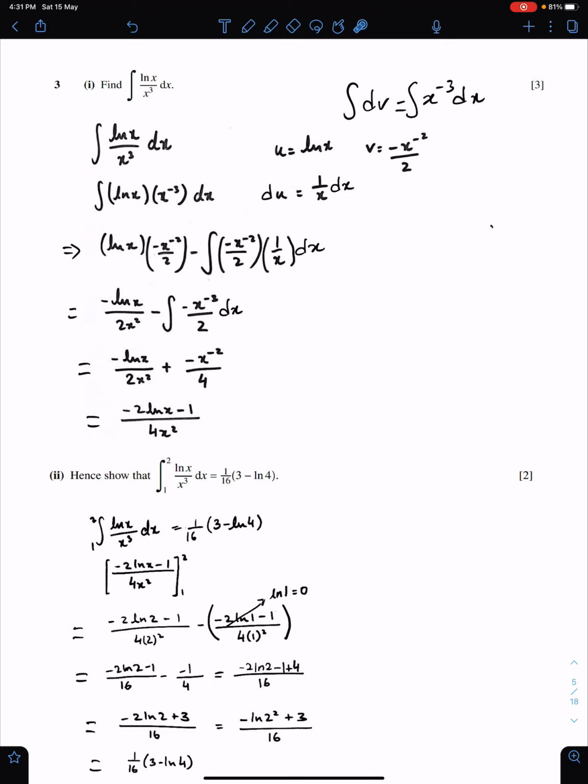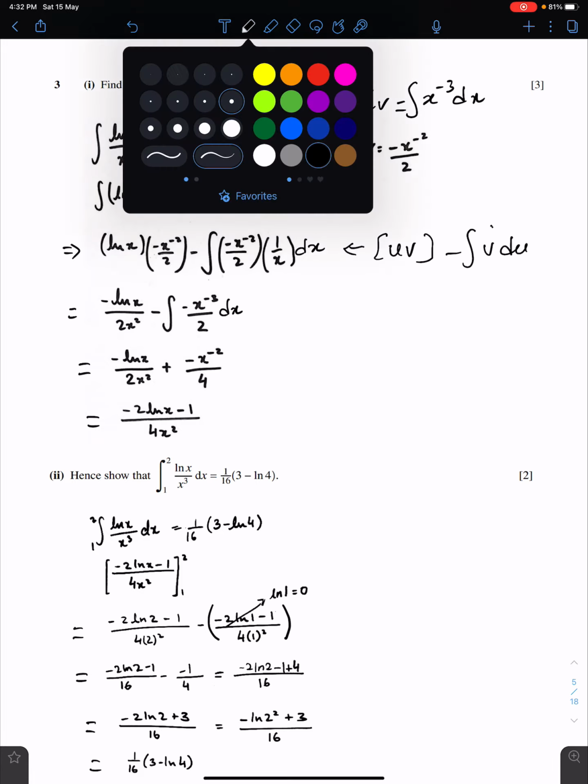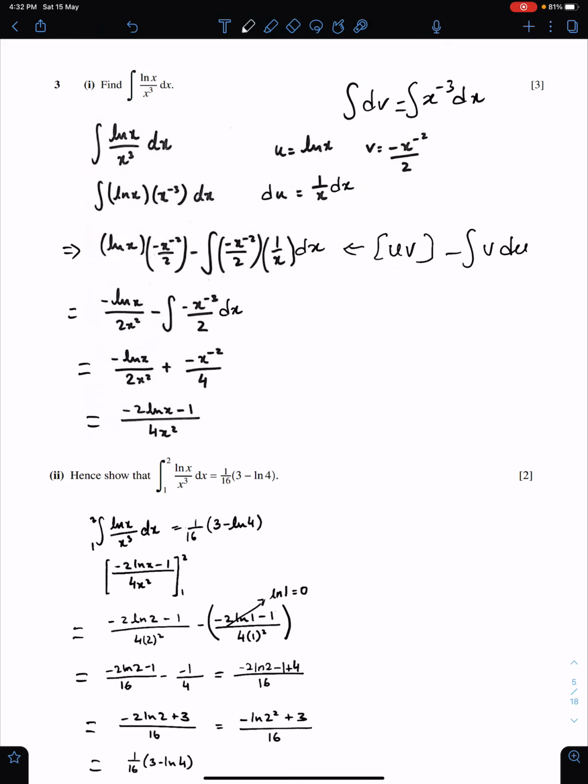Now you need to substitute everything carefully in the formula of by parts. This is the formula of by parts, uv minus v du. It's here. This is u, this is v, this is v, and this is du. Now you need to simplify this carefully and this as well.